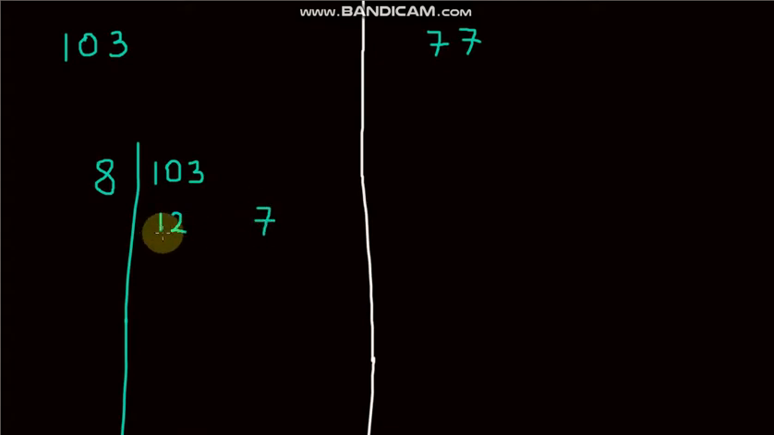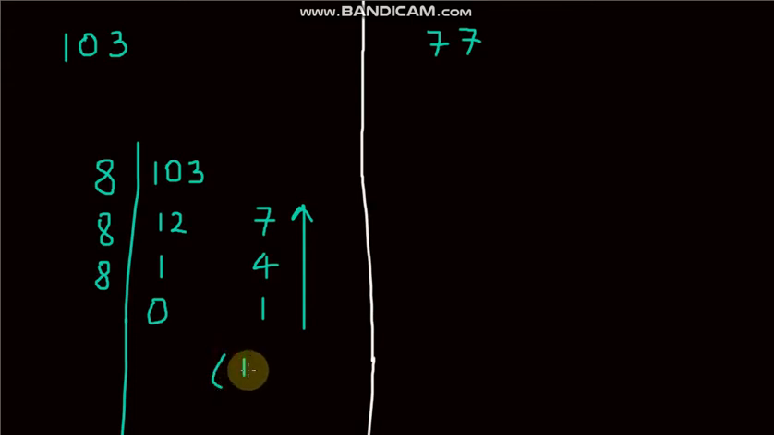Now again dividing this number 12 by 8, we get a quotient as 1 and the remainder as 4. And finally dividing this 1 by 8, we get a quotient as 0 and a remainder 1. And after we get a 0, we don't have to do it further because it is a waste of time. Now we have to draw an arrow like this, and so we get a final number as 147, and it is the equivalent octal form of the given number 103.